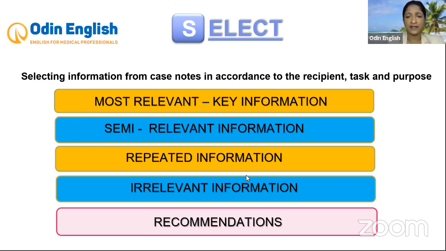It is part of the relevant information itself, the most relevant information. I have added that tab because in today's session, I'll be writing it as a separate thing so that you'll be able to correctly include it as a recommendation in your letter. So the most important type of information is called key information, then there is semi-relevant information, then there is repeated information which can be included or not depending upon the relevance, and irrelevant information will also be there.